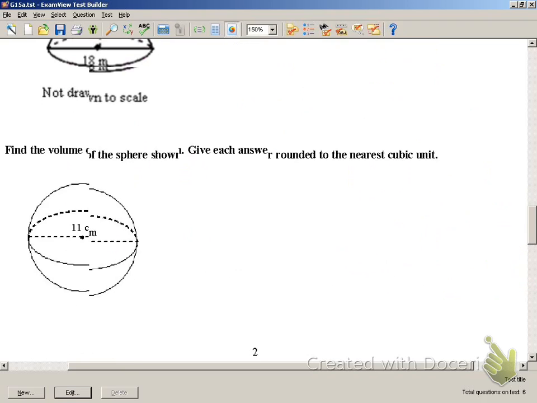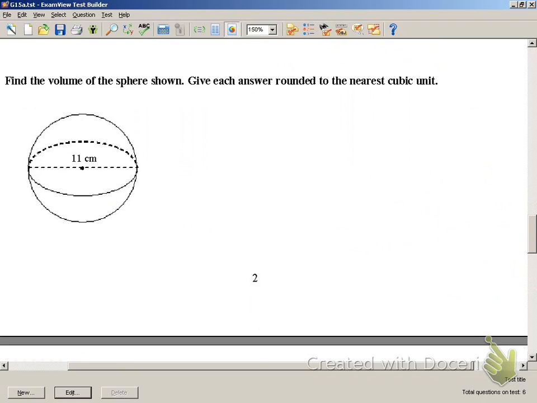It's a sphere. Find the volume of a sphere. Give your answer rounded to the nearest cubic unit. So that's a whole number. In order to find the volume or anything of a sphere, we need to know the radius. And if the diameter is 11, that means radius equals 5.5. And 4/3 pi r cubed is the formula for volume of a sphere. So I'm going to plug that in.